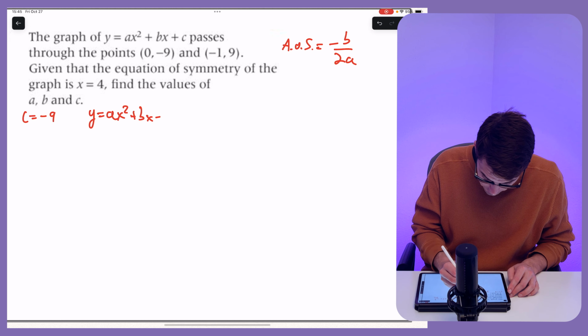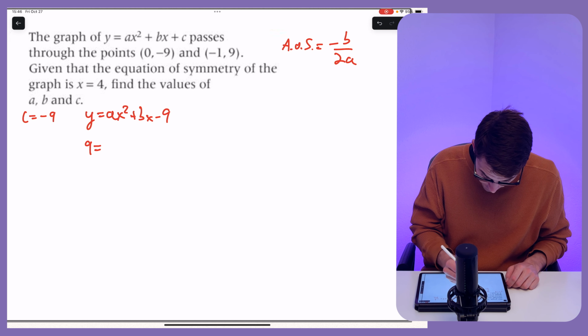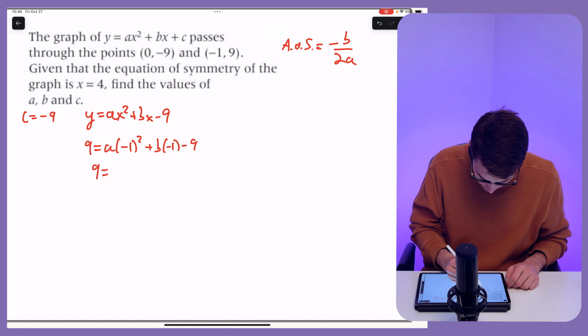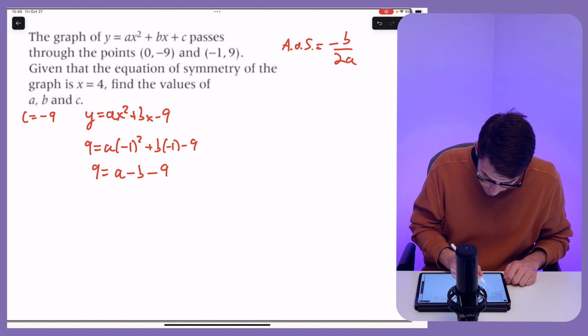So let's plug these values in and see what we get. My y value, my output, is 9, and then my input value is going to be -1. So let me put that into here. Now let me simplify. So I'm going to have a minus b minus 9. Let's move the 9 over. Let's isolate for our variables. I'm going to now have 18 is equal to a minus b.